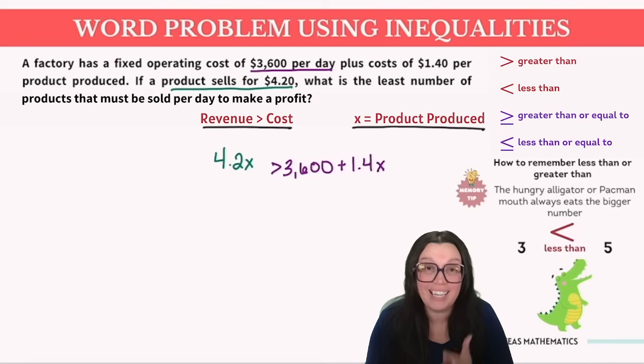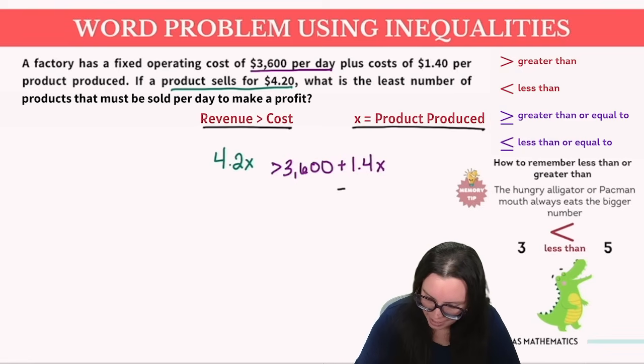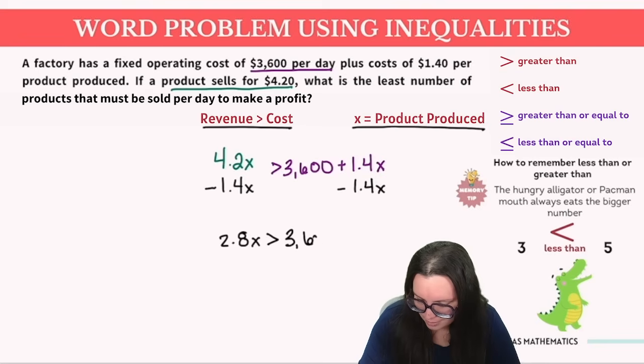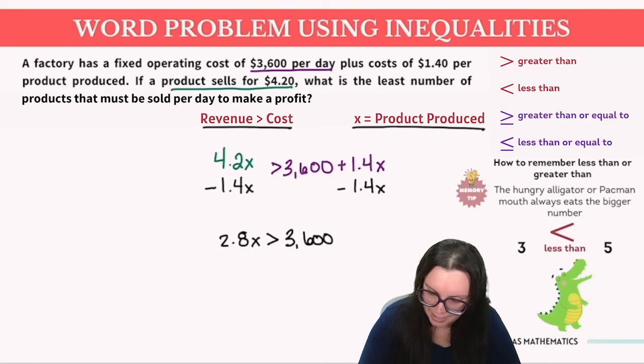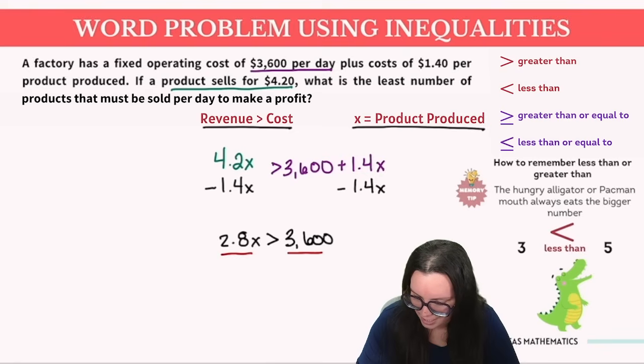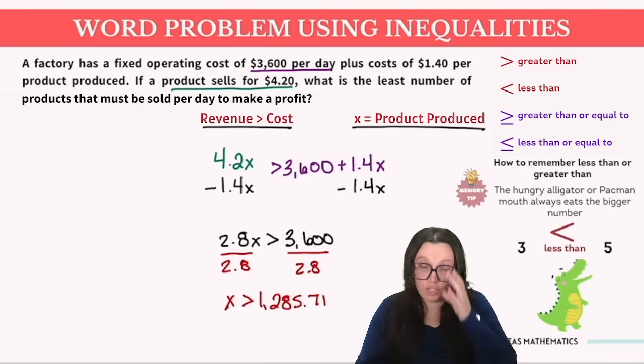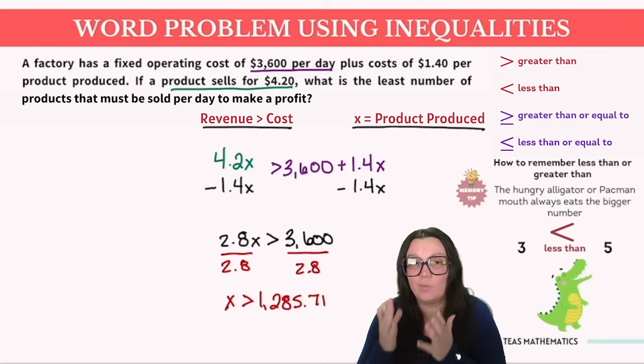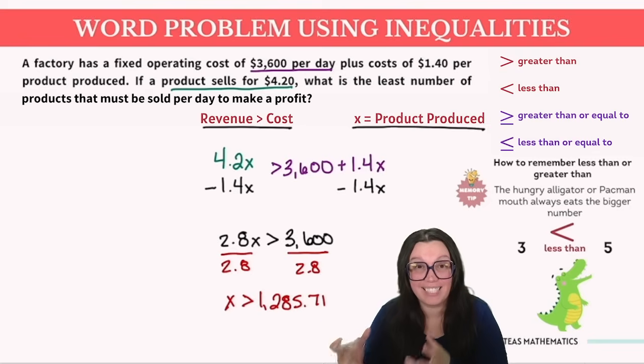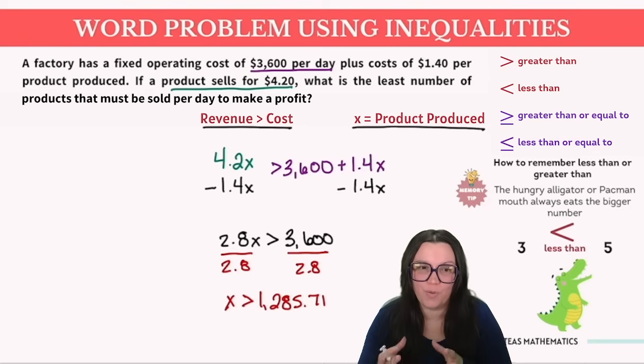So now we need to start isolating for x. So how are we going to do this? Well, we need to get x on one side. So we're going to minus 1.4x from each side, and that is going to give us 2.8x is greater than $3,600. We need to isolate for x. We do so by dividing each side by 2.8, and that is going to give us x is greater than 1,285.71. So if we round up, we need to sell at least 1,286 products in order to make revenue for this factory.